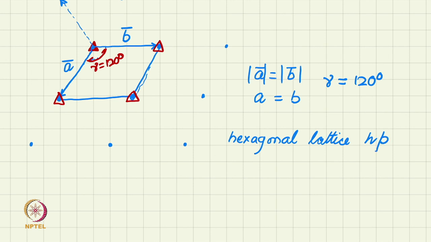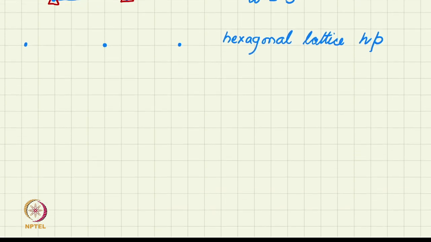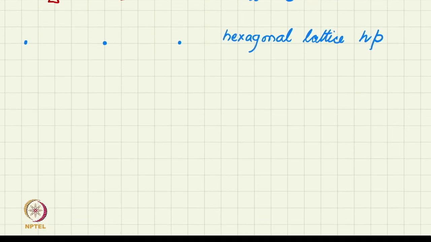So, hp. We have considered twofold, threefold, fourfold. The only rotation axis now remaining is the sixfold. So, you can try to construct a sixfold lattice also. Sixfold will require a rotation by 60 degrees.